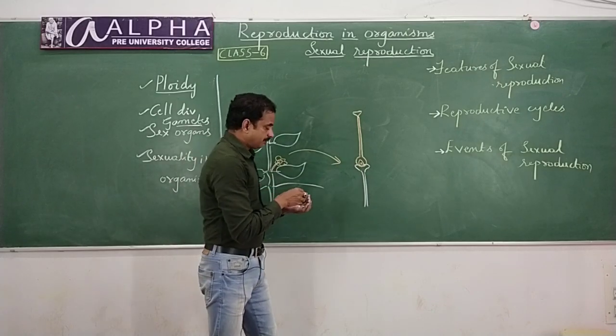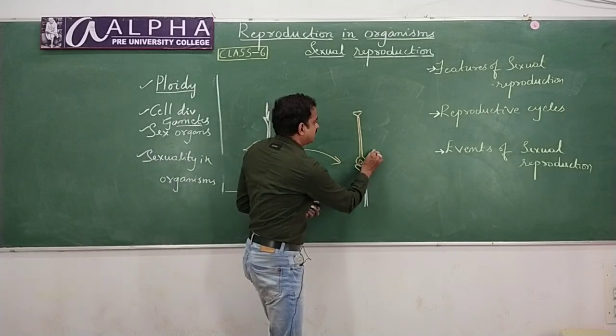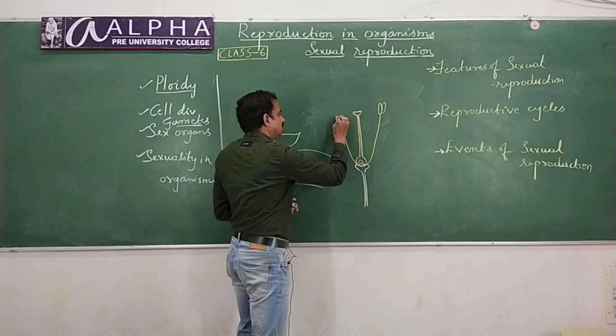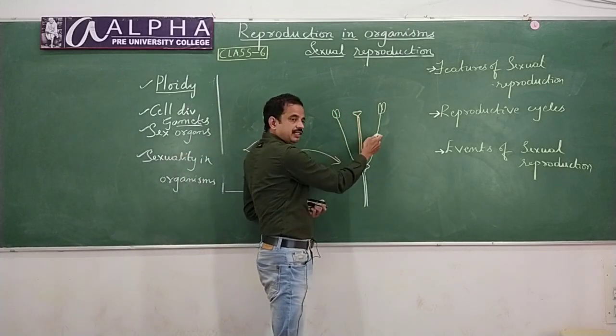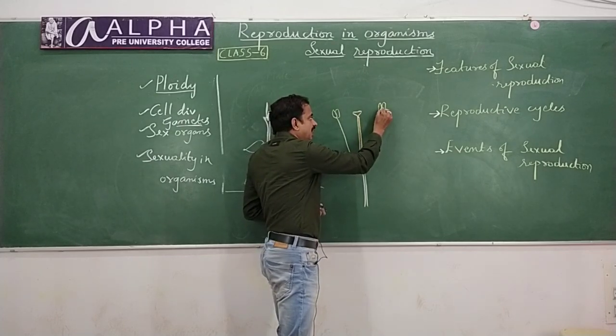In the same way, a flower may also have a male sex organ, the stamen. This is the stamen, and this is another stamen, right? The stamen has the filament, the stalk. Here is the anther part. Inside the anther there are pollen grains, right?